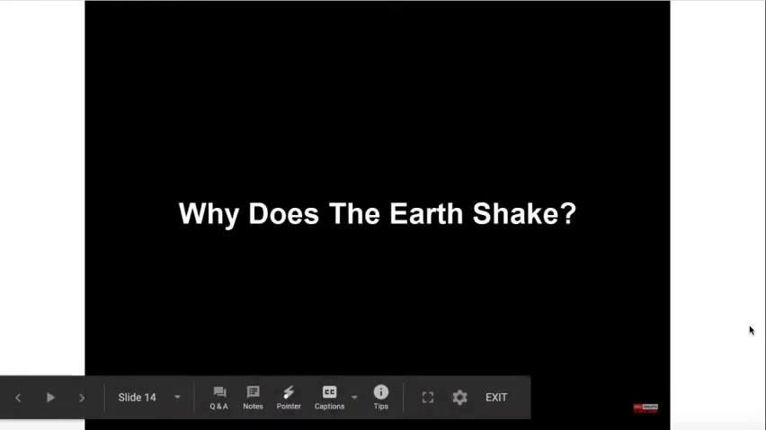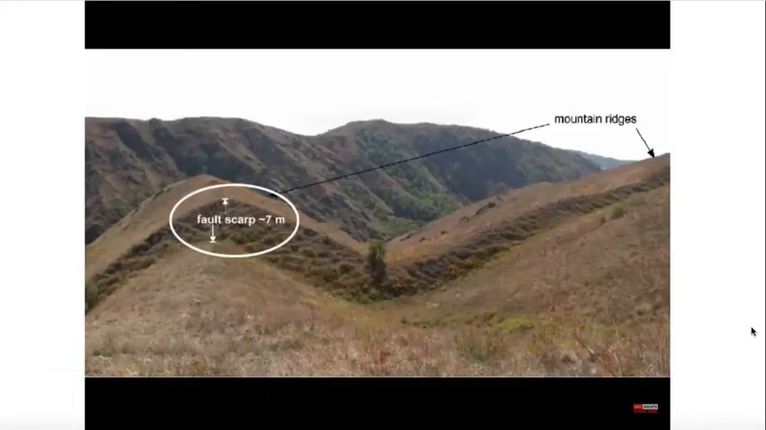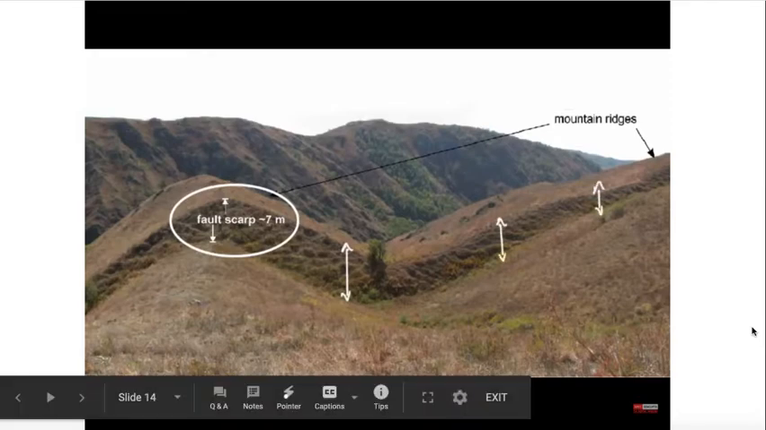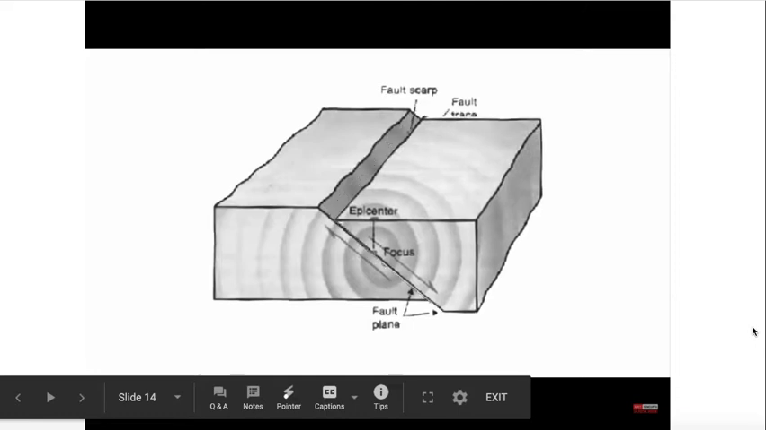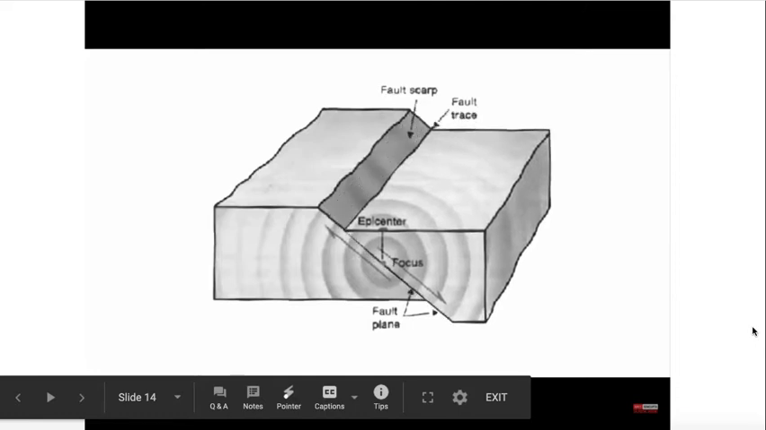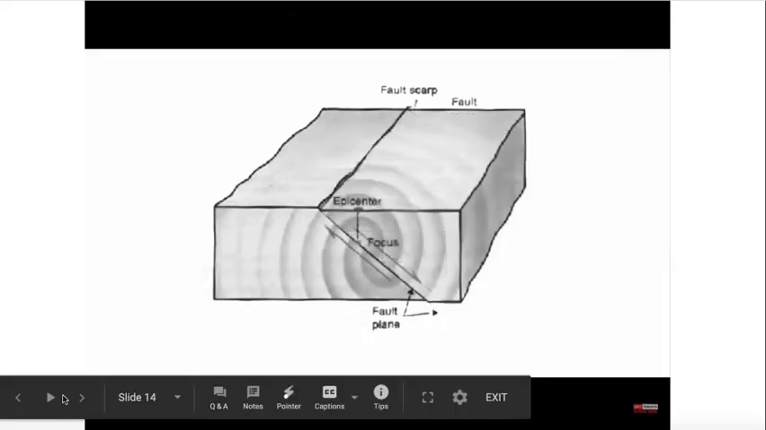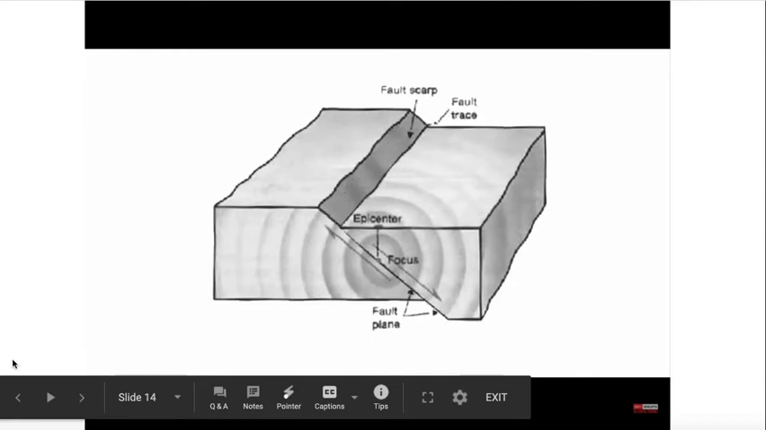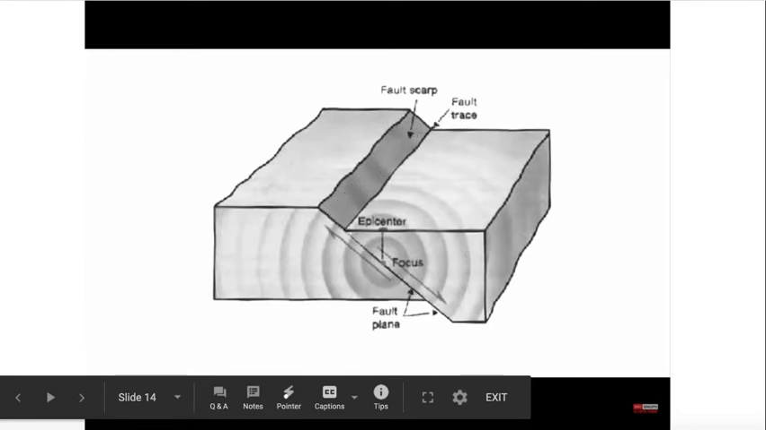Now the question is, why does the Earth shake? To understand that, you'll have to look at this picture. This is a fault. A fault is a sharp break in the crustal rocks. Rocks near a fault tend to move in opposite directions. That creates friction, but at some point, their movements overcome the friction. As a result, they slide past one another. This causes a release of energy, and the energy waves travel in all directions.